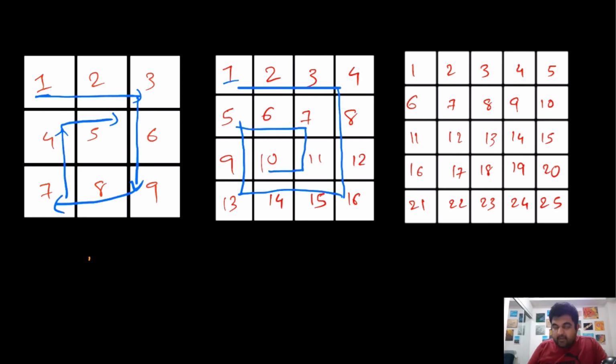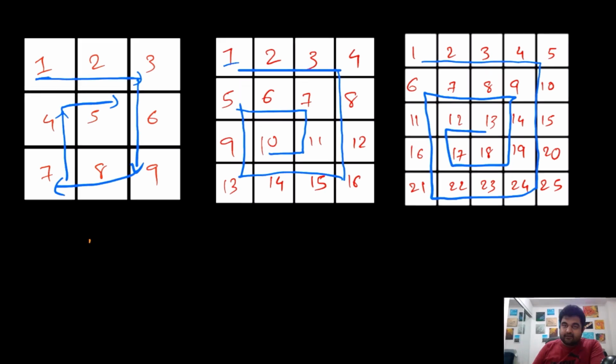For this 5 by 5, let me quickly show you the traversal, and of course it's pretty simple to understand, so I know you also know what the traversal would be. This is how we are traversing in all three of the cases.